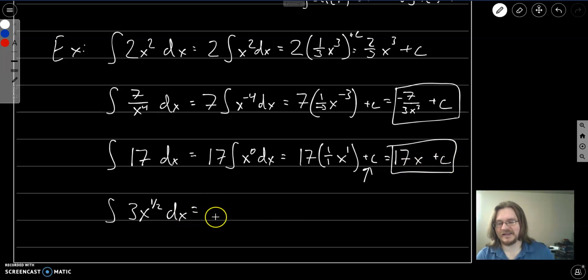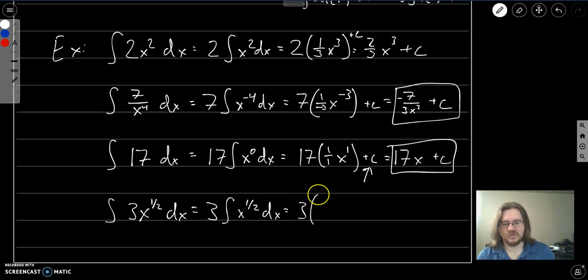Can't forget that plus c, like I just did. And then down here we've got 3x to the 1/2, so I can pull out the 3, and then I'm taking the antiderivative of x to the 1/2. It's the square root of x, and here again, this works just like normal.